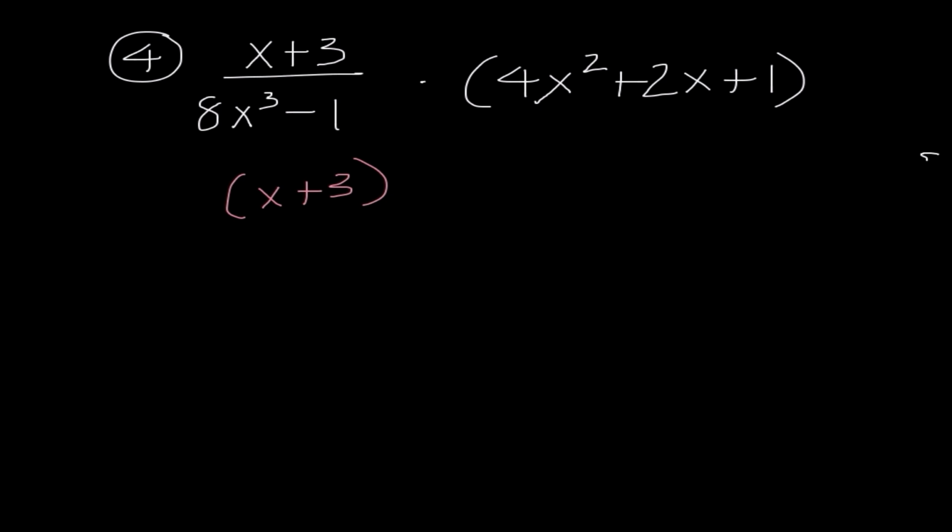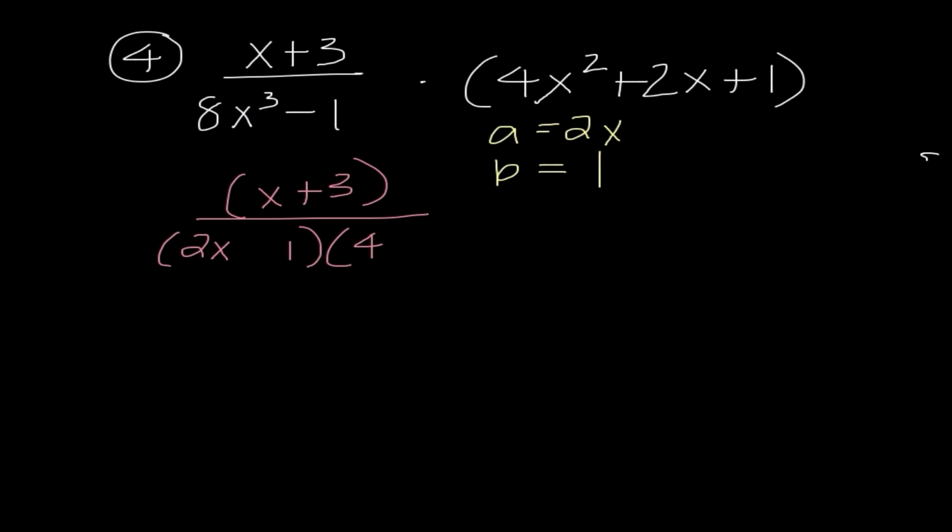X plus 3 I cannot do anything with. We said we're using difference of cubes on 8x cubed minus 1. So I need to figure out, first of all, what is my a value and what is my b value. So our a value is whatever the cube root of 8x cubed is, which would be 2x. Our b value is the cube root of 1, which is 1. So this pattern is going to go a squared, a times b, b squared. And our signs go same, opposite, always positive.